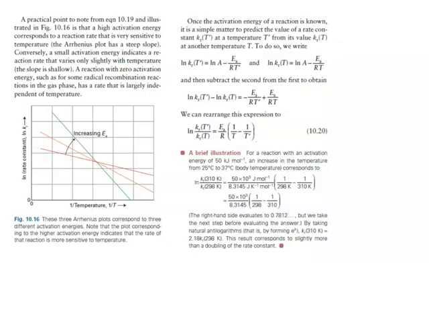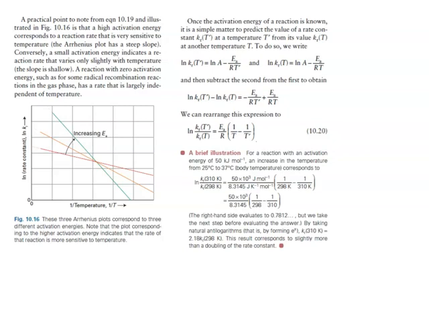Now, a practical point to note from equation 10.19 and illustrated in figure 10.16 below is that a high activation energy corresponds to a reaction rate that is very sensitive to temperature. The Arrhenius plot has a steep slope. Conversely, a small activation energy indicates a reaction rate that varies only slightly with temperature. The slope is shallow. A reaction with zero activation energy, such as for some radical recombination reactions in the gas phase, has a rate that's largely independent of temperature.